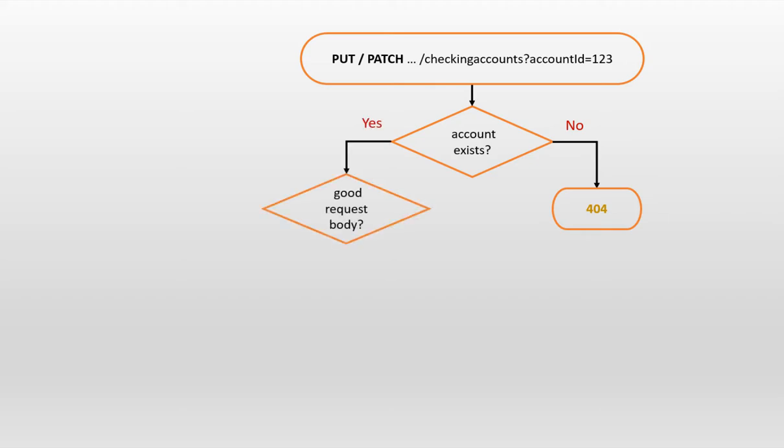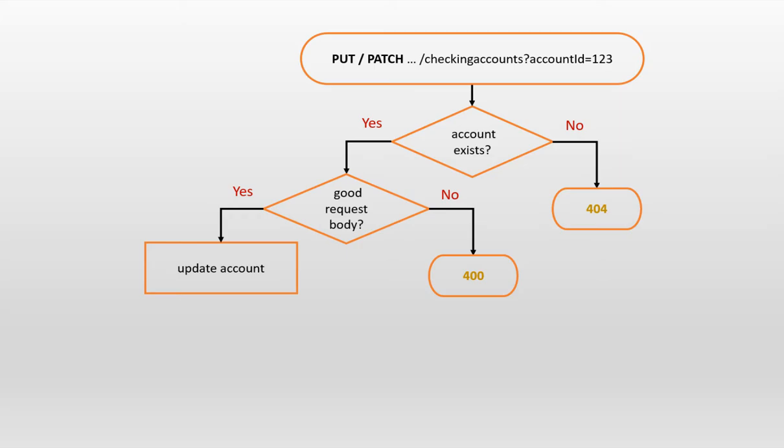Similar to a POST, a PUT or PATCH usually also expects a request body that contains information for how the resource will be updated. Similar to a GET, the first step is to check if the account 123 can be found. If not, return 404 not found. If yes, validate the request body. If validation fails, return 400 bad request. If yes, go ahead to update the resource. If it's successful, return 200, otherwise 500 internal error.